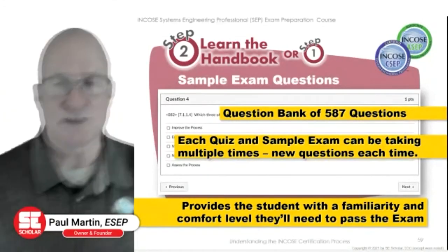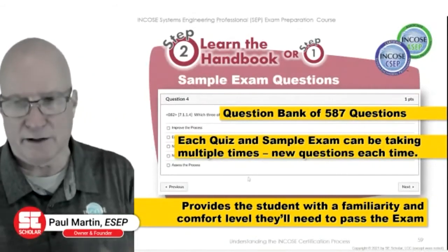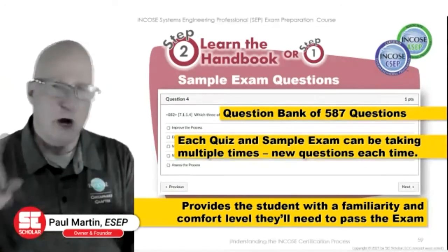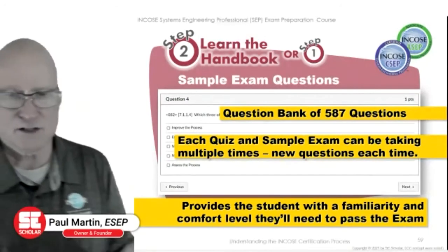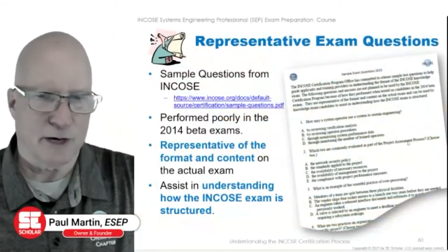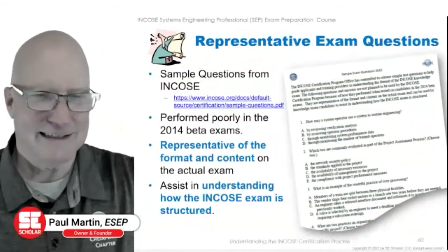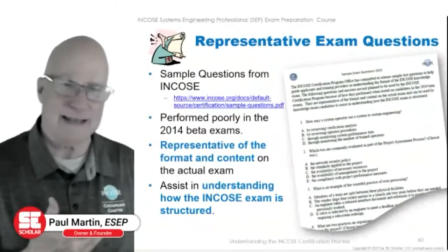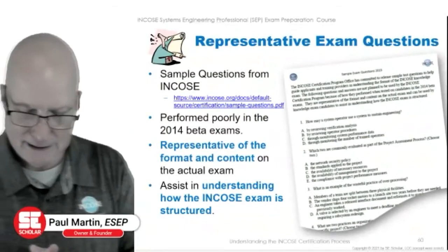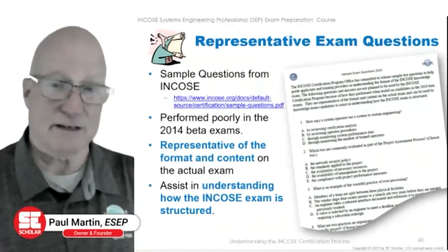But these quizzes are really meant to give you a familiarity and comfort level, so when you take the exam, you know what to expect. You're not going to be surprised as you're doing it. You're probably wondering where I got the idea for these. How do you know my exam questions are like the questions in the exam that you're going to take?